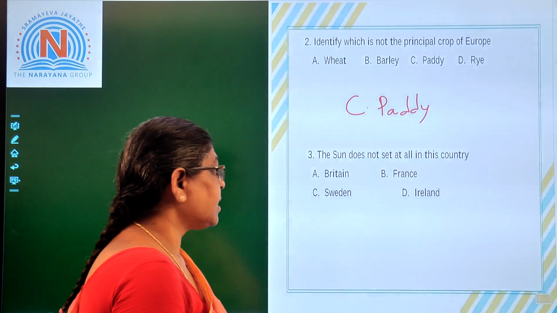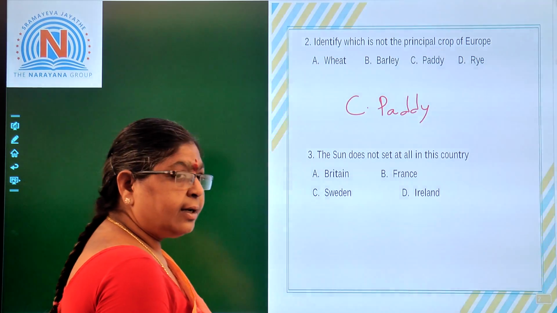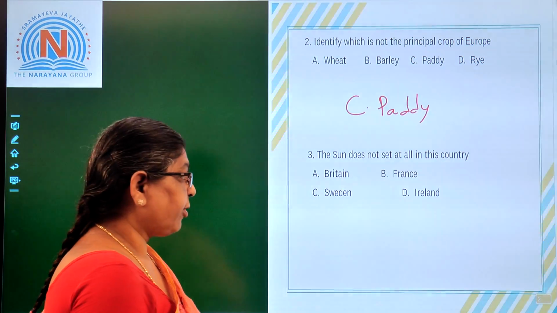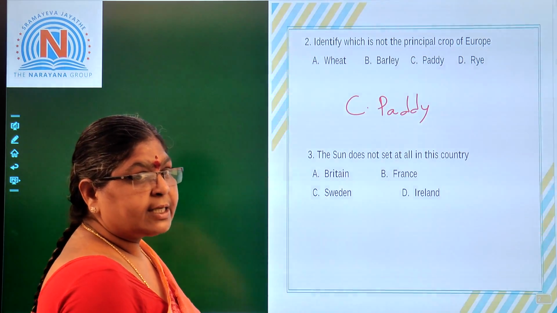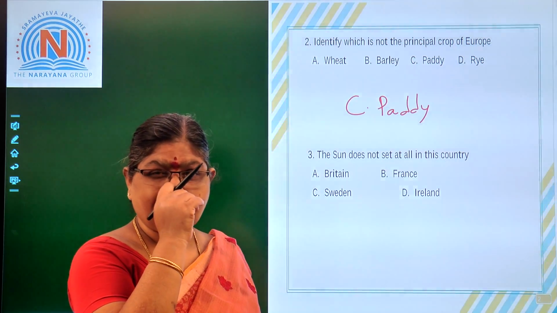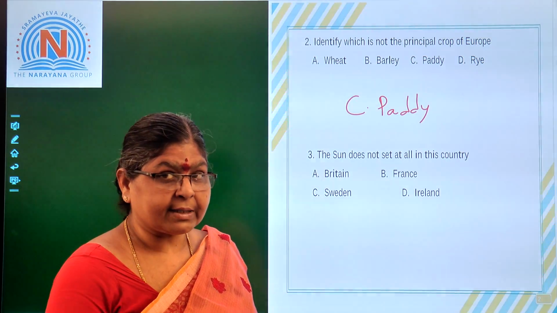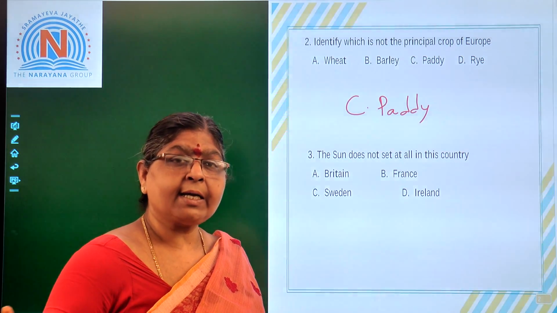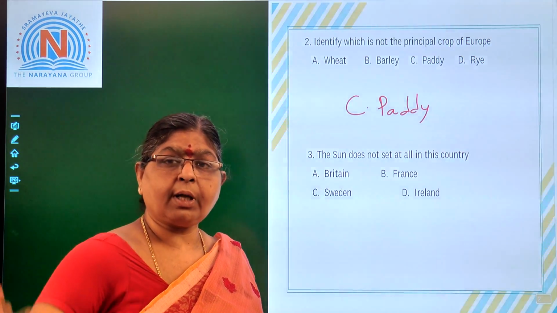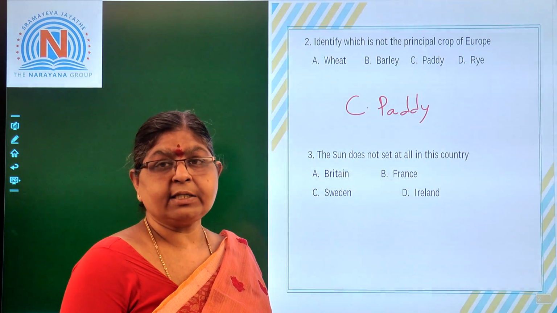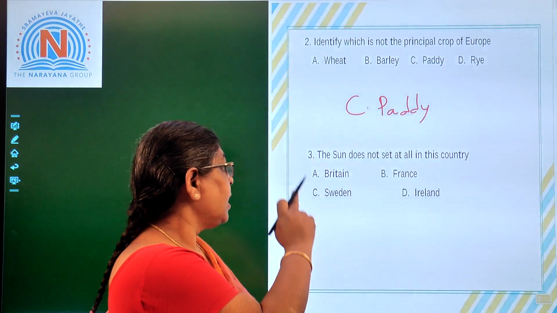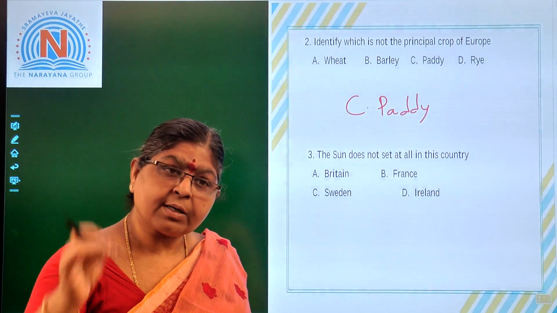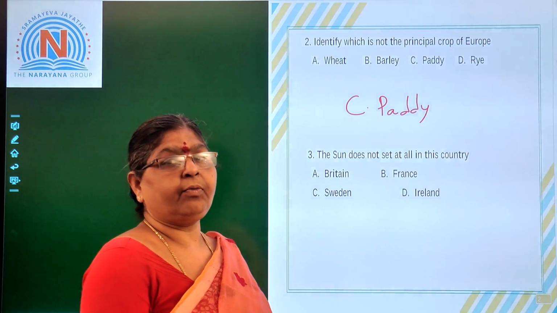The sun does not set at all in this country. So, Britain, France, Ireland and Sweden. See, Britain is known as the country where the sun never sets. It is known as the sun never sets because it has from east to west almost all the areas has its colonies. That is why it is known as. But here the question is, the sun does not set at all in one particular area. What is that country?